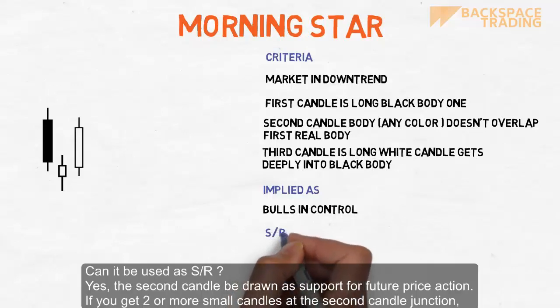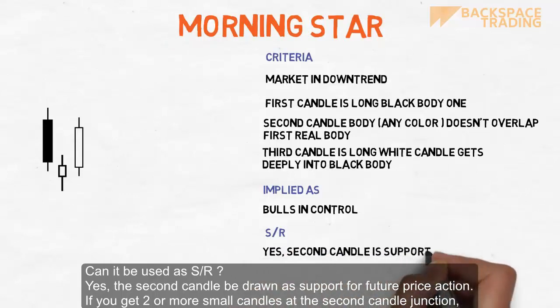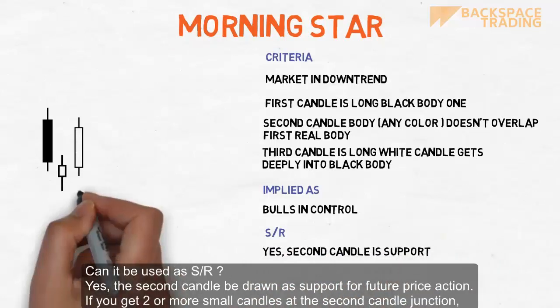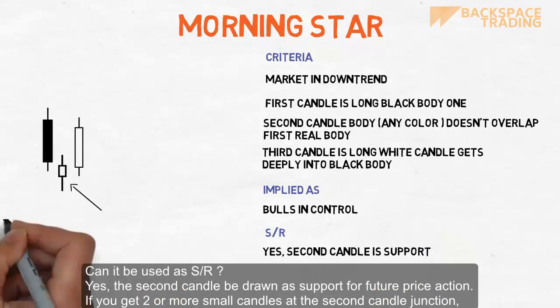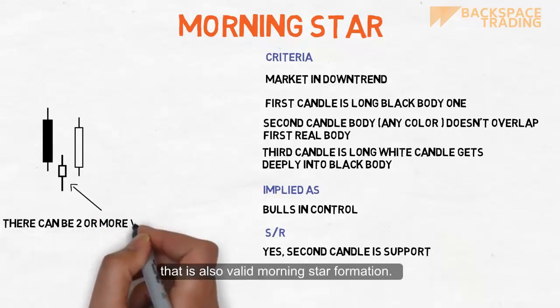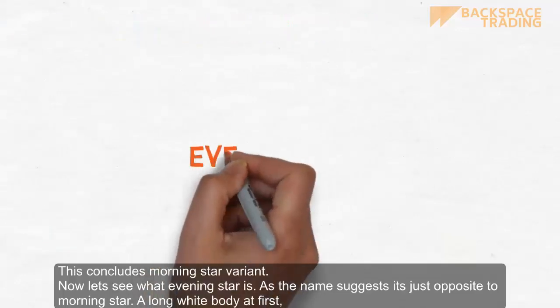Can it be used as support and resistance? Yes, the second candle can be drawn as support for future price actions. Okay. Now, if you get two or more small candles at the same second candle junction, that is also a valid morning star formation. Okay. And that concludes the morning star variant.